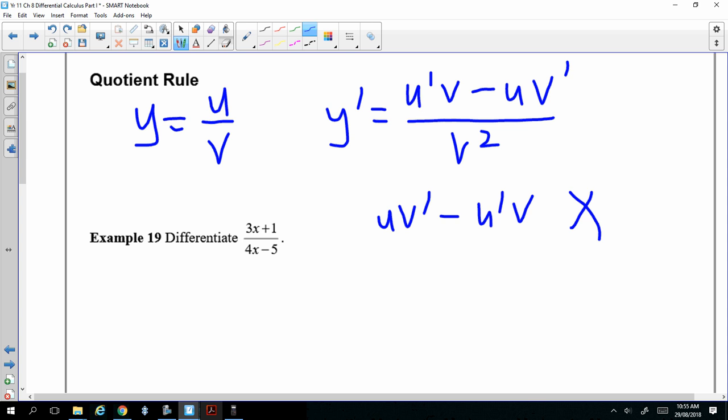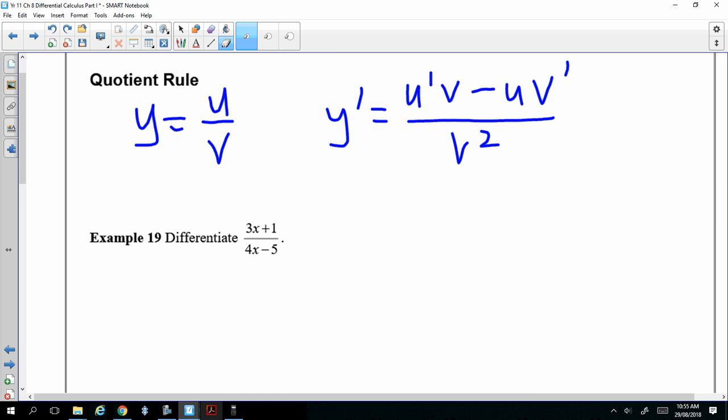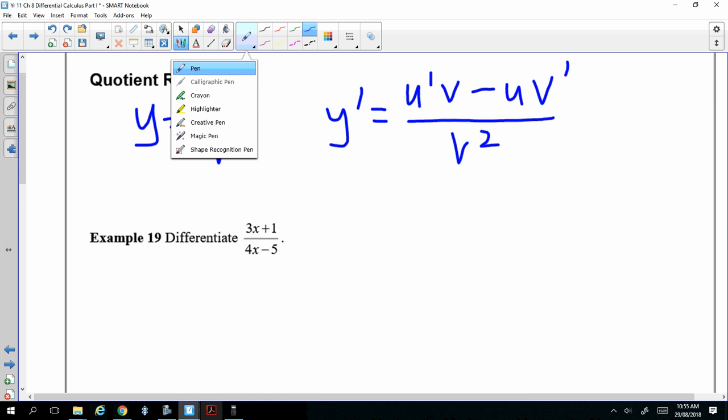That's why I always ask you to write the product rule as u dash v first, then uv dash. Because when it comes to the quotient rule, you just have to change the plus to a minus. Does that make sense? Okay, now that's also on the reference sheet, by the way. So let's highlight this. It's on the reference sheet.